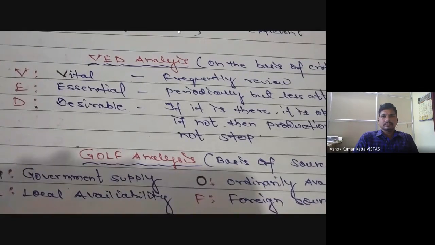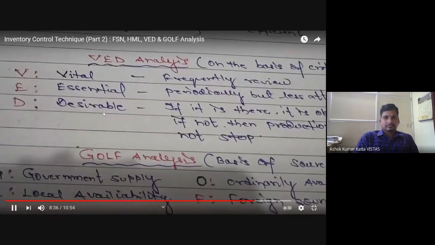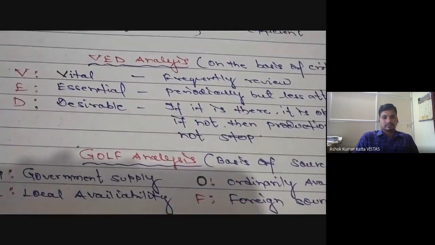O, ordinarily available. If the material is ordinarily available, you can purchase it from anywhere, so there is not much attention required. Local availability means it is available locally also. In your local market, you can procure that material. So there is no special attention required for these types of material.